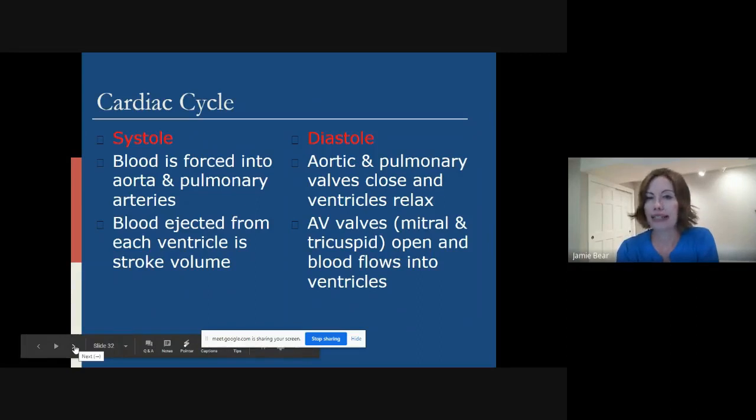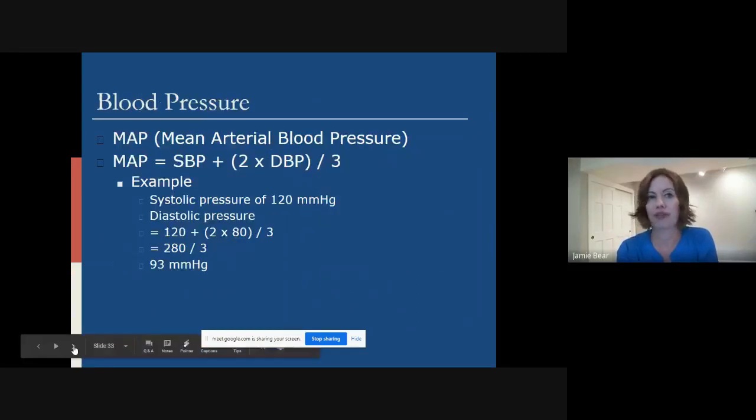And then in our diastole, it's where the valves close, the ventricles relax, and then the AV valves, so your mitral and your tricuspid, open and blood flows back into the ventricles.